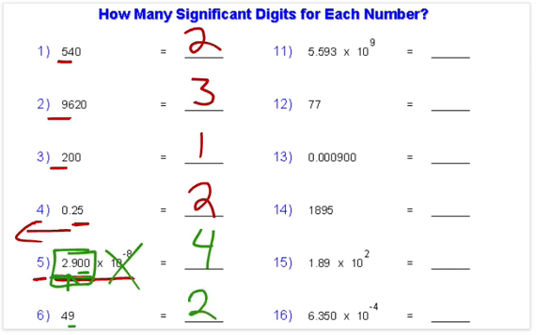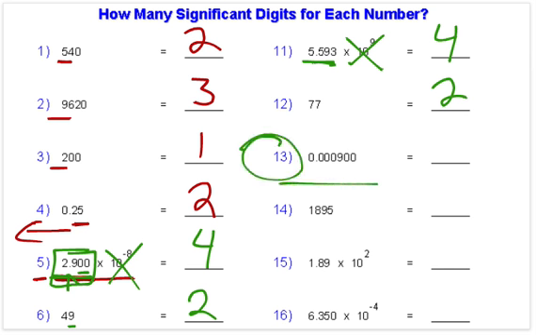6 should be easy here. It's 2. And then notice I'm skipping some, coming back over here. Notice all of these are non-zero. Again, we ignore the exponent because that's just telling us where the decimal is. This is 4 significant figures. 2. Take a second here on 13 if you haven't yet to figure this out.